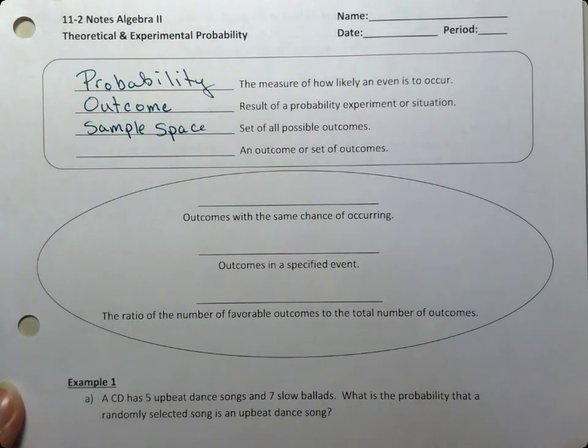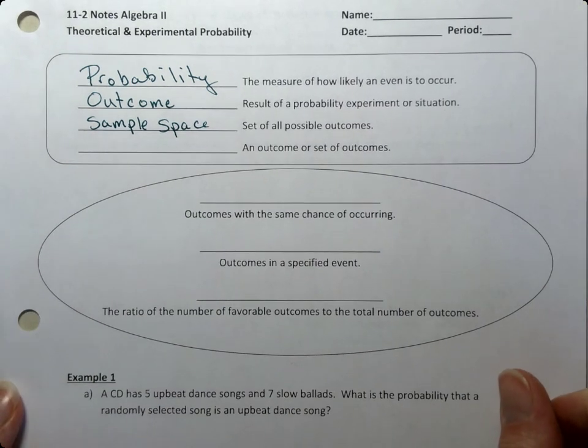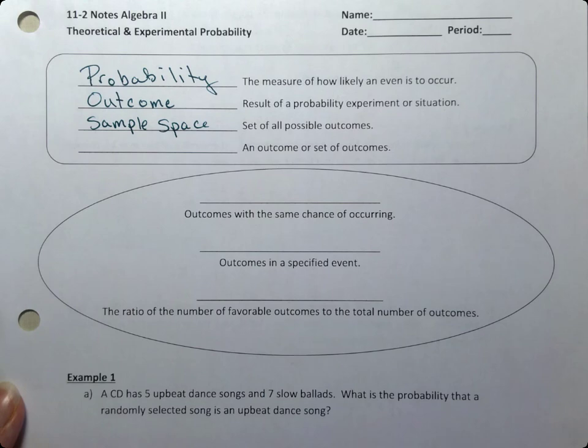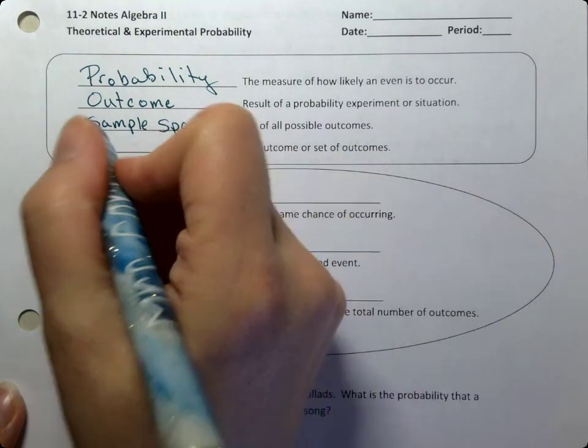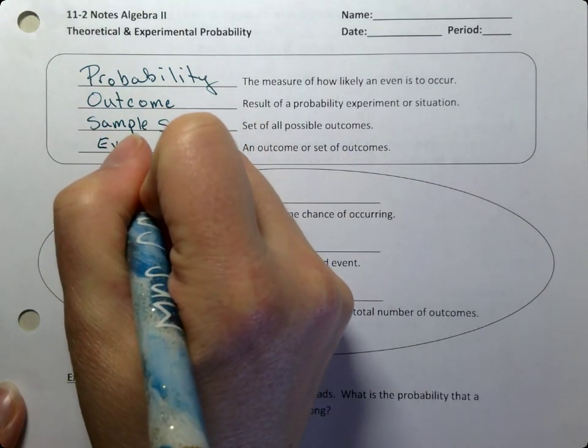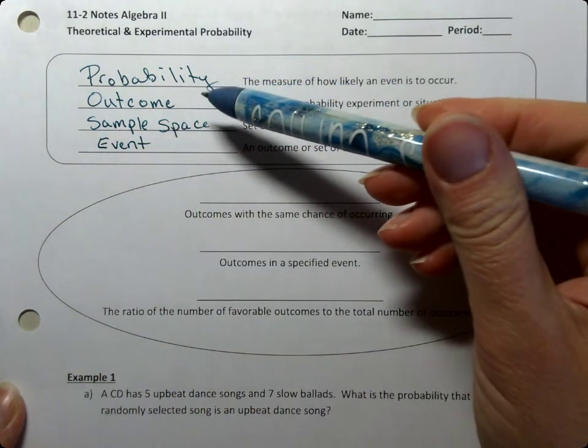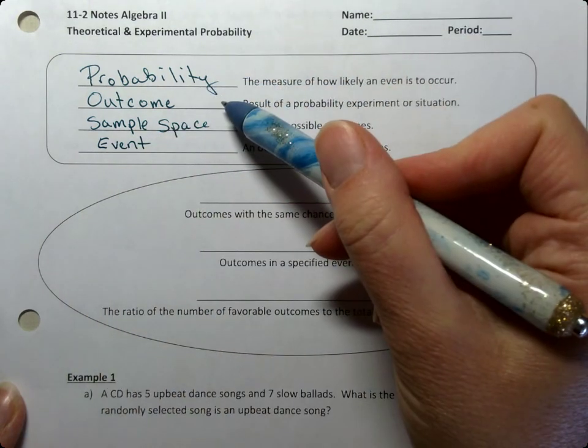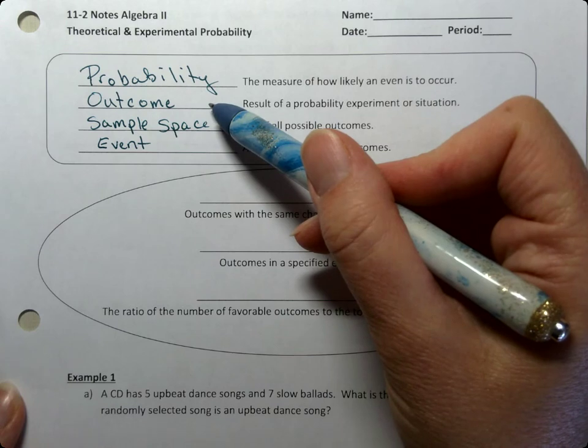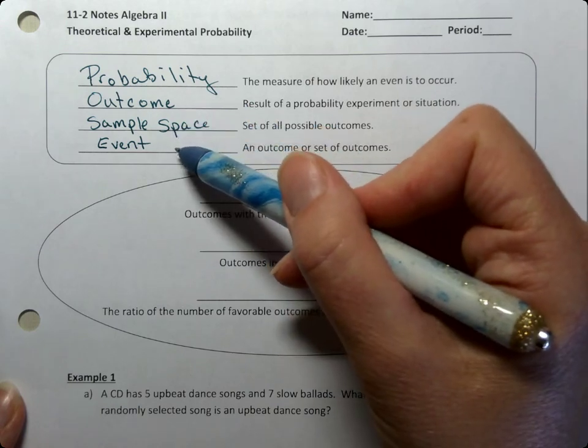If I was rolling a die, what would be my sample space? If I was rolling a standard die, it'd be 1, 2, 3, 4, 5, or 6. That's my sample space. Okay, event is what we want to happen. So we have possible outcomes that we can have, and we have an outcome that we want. That would be considered the event.